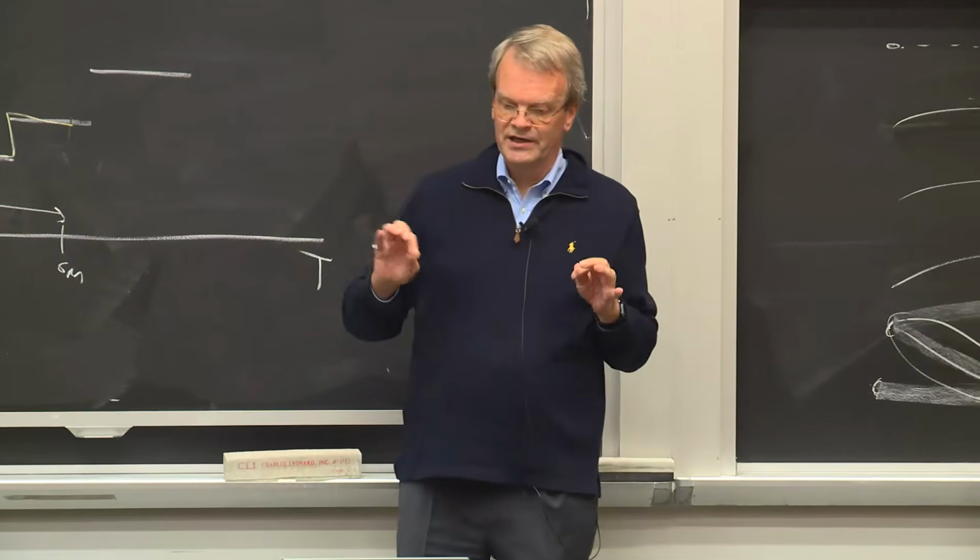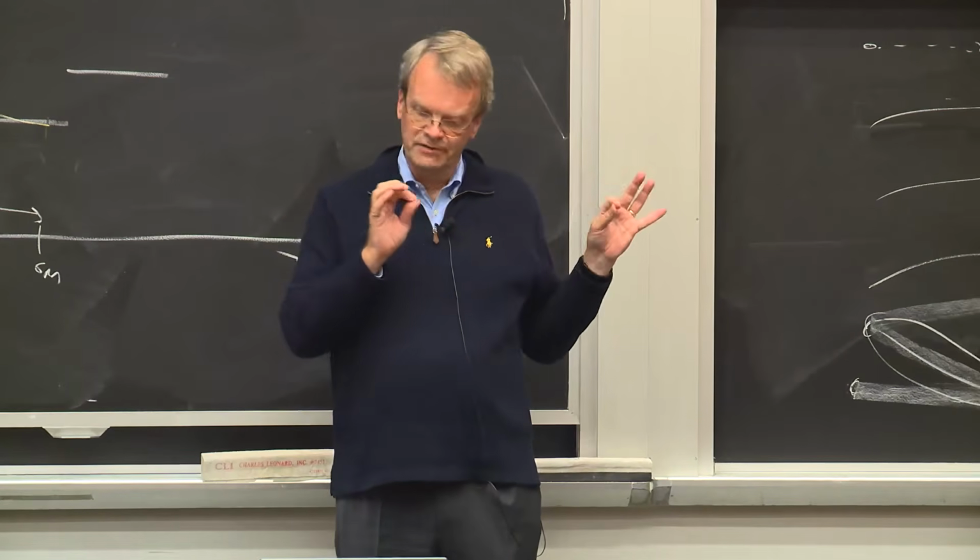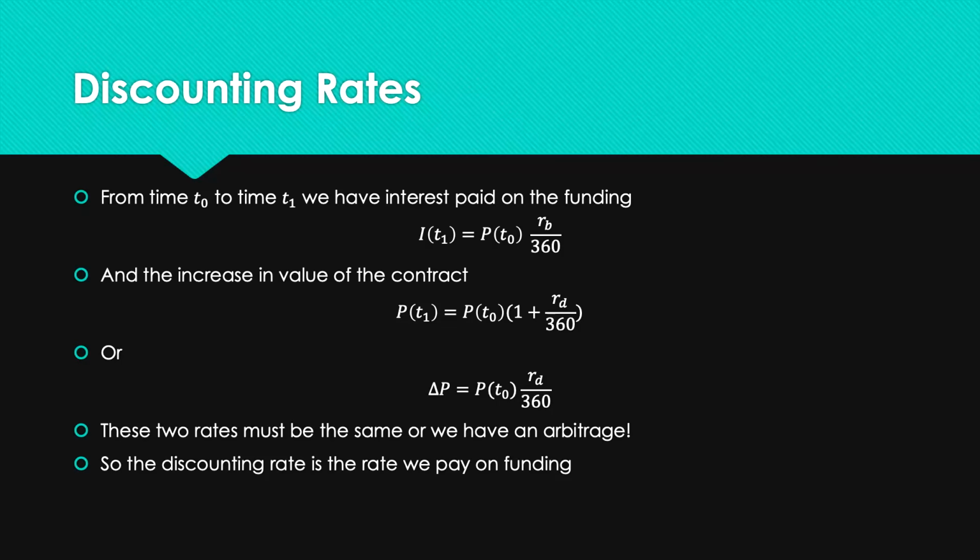Okay, so the interest paid is just going to be whatever the present value of that is, be it T naught, times the borrowing rate over 360. So that's how much you're paying to fund this. And the increase in value is going to go up by yesterday's value times 1 plus R over 360. That's the compounded rate accrual factor. Or the change in that is, again, the value times R over 360.